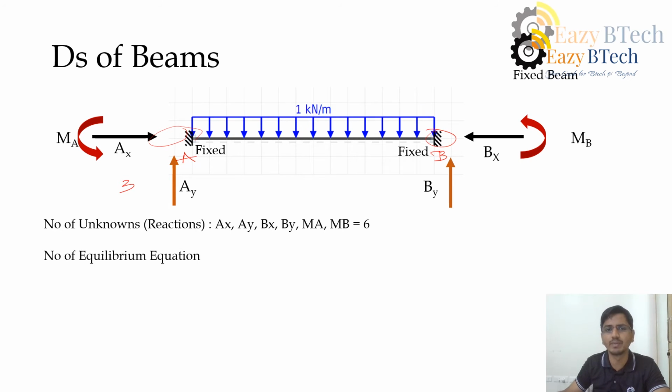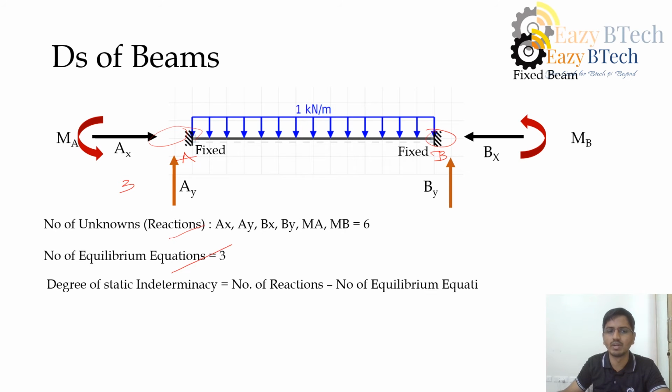How many equilibrium equations do I have? Those are 3. The degree of static indeterminacy is nothing but the number of reactions minus the number of equilibrium equations. So 6 minus 3 is 3. For this beam to be solved, to find the reactions, I may need 3 additional equations.